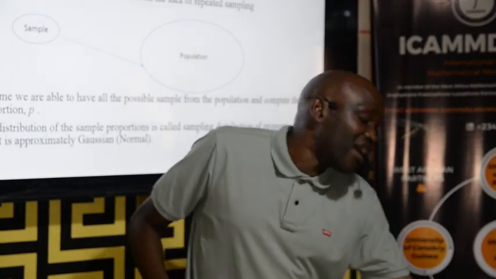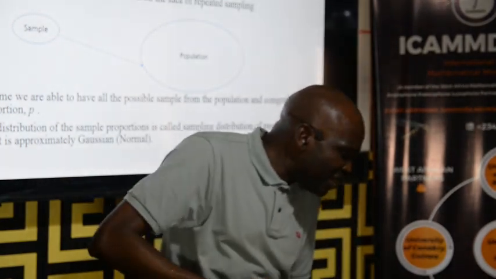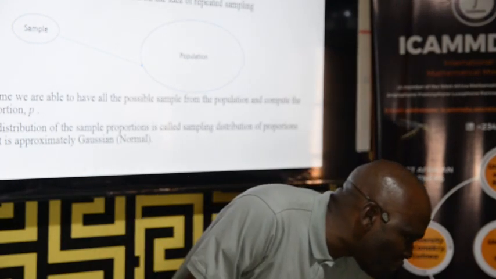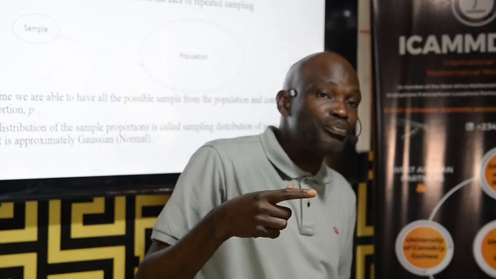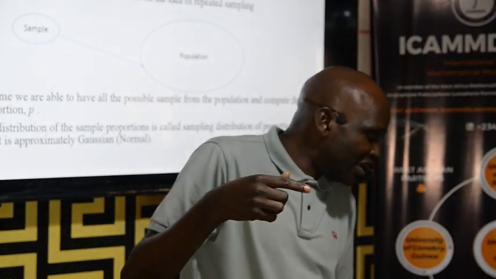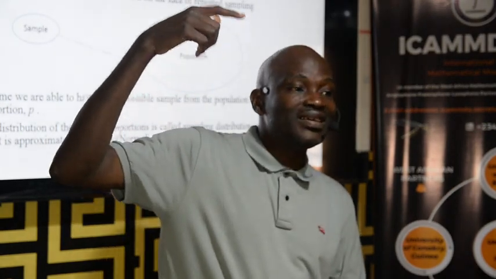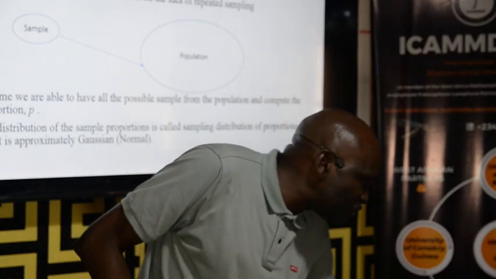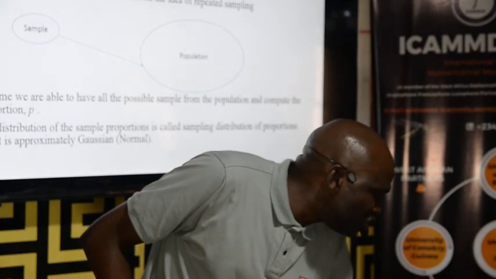Just like I've mentioned, you take a sample from the population and assume we are able to have a possible sample. That's the principle the frequentist approach is based upon, that is, taking repeated samples. Then the distribution of sample proportion is called the sampling distribution of proportion, and it approaches a normal Gaussian.